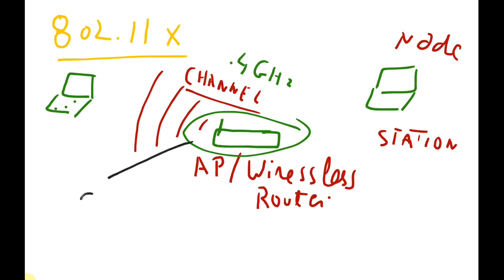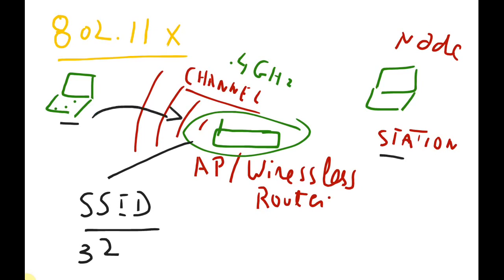For that, we need SSID. SSID stands for Service Set Identifier. It is actually the name of your wireless network. It is a 32-character unique name. SSID differentiates one LAN from another, one WLAN or wireless LAN from another, and all the stations try to access the router, or more than one router, with the same SSID, that is, service set identifier.